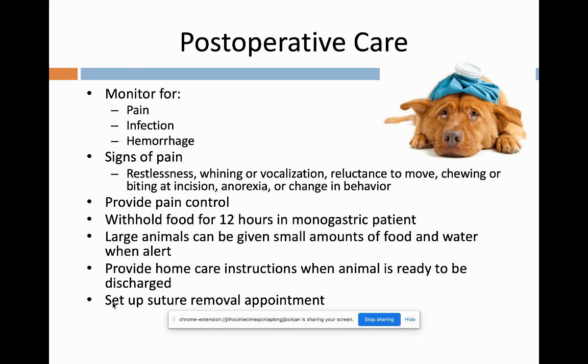Most patients may even be withheld food a little bit longer, 12 hours for some monogastric patients. Large animals that are ruminant animals may need to be given food a little bit quicker to be able to get the rumen back working, small amounts of food and water, so that the rumen does not completely slow down. So it depends upon the animal's digestive system on the reintroducing of food and water.